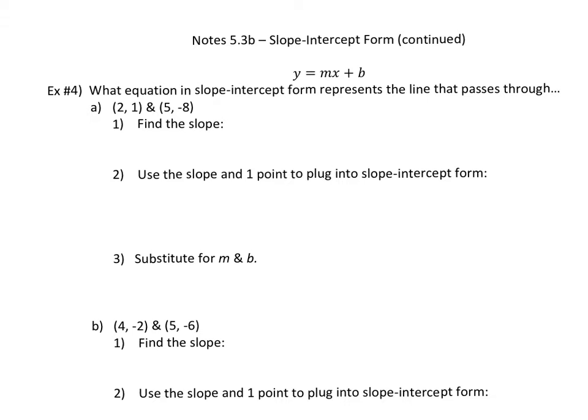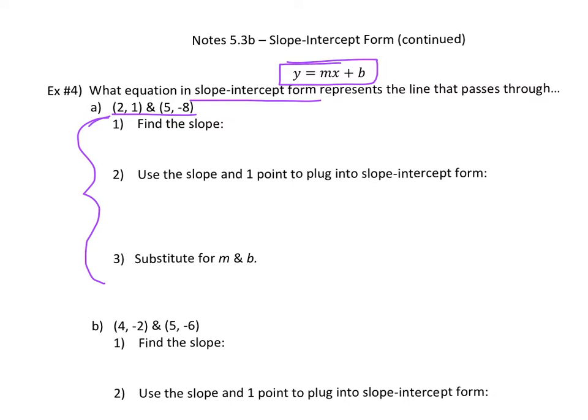So for this one, it says, what equation in slope-intercept form, remember this is slope-intercept form, y equals mx plus b, represents the line that passes through these 2 points, okay? Now, the book is just gonna ask you that question and be done. They're not gonna give you these steps. This was just the way I laid it out for you so that you realized, okay, when they ask me this question, here are the things I need to do.